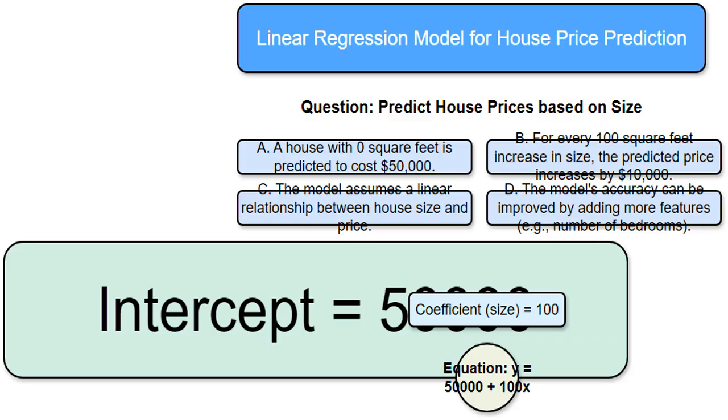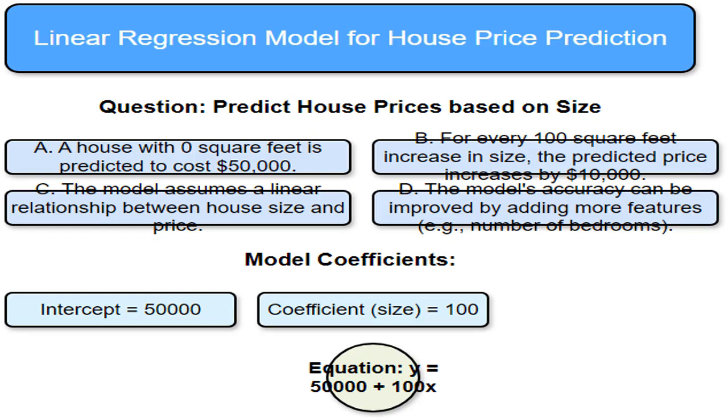I see an equation here that predicts house prices. It's a simple linear equation, where Y represents the predicted house price, 50,000 is the base price, intercept, 100 is how much the price increases for every extra square foot, coefficient, and X is the size of the house in square feet. We use this equation to make predictions. I understand this is the core question of the problem. We're using a linear model to predict prices based on the size of the house in square feet.